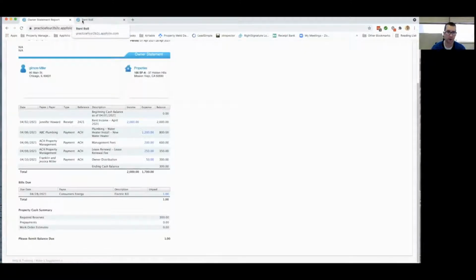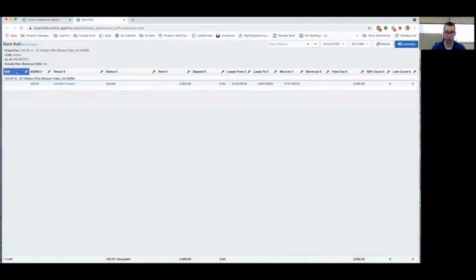Then the next statement that you'll get is what's called a rent roll. So this will show up for each property, just gives the tenant name, their status. So it could be notice, that means they're moving out. Could be evict status, that means we're filing an eviction on them. And current means they're current. So it shows the rent that they pay every month, any deposits, the lease from, the lease to, the move-in date, and anything past due, any non-sufficient funds or late fees.